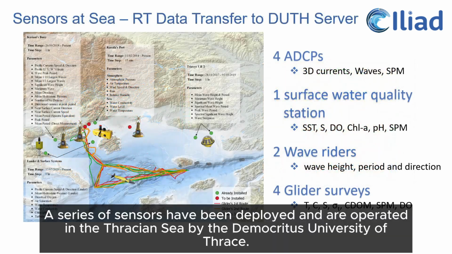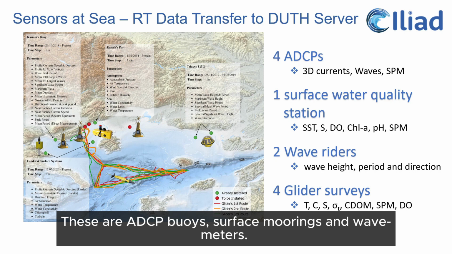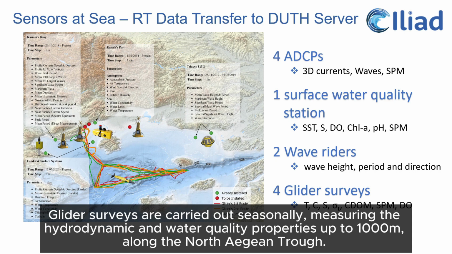A series of sensors have been deployed and are operated in the Thracian Sea by the Democritus University of Thrace. These are ADCP buoys, surface moorings and wave meters. Glider surveys are carried out seasonally, measuring the hydrodynamic and water quality properties up to 1,000 meters along the North Aegean Trough.